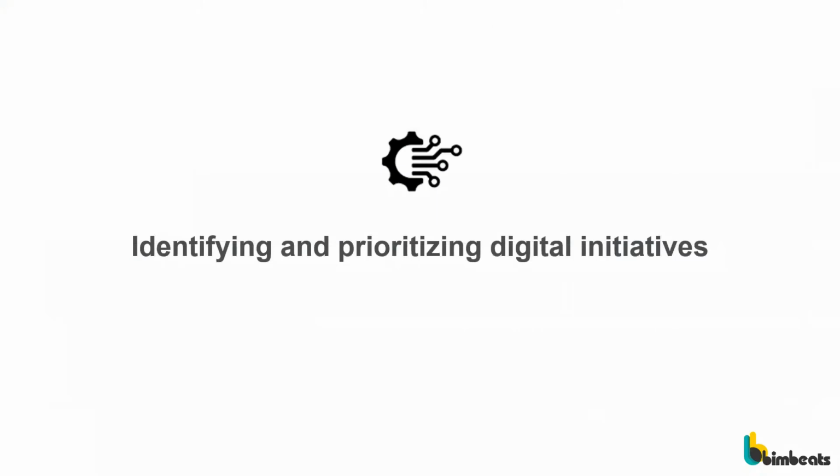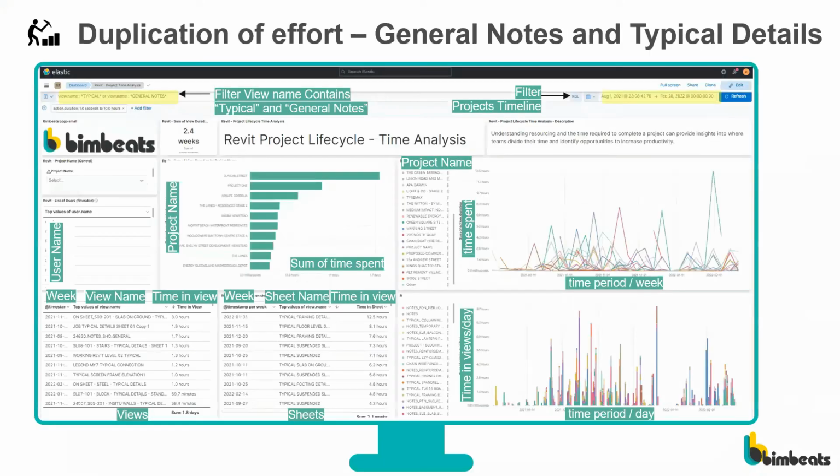So identifying and prioritizing digital initiatives. Now, again, this is a very, very busy dashboard, but it's a very simple way of understanding duplication of effort across all of your projects. So what we're looking at here is all of the views that are in all of the Revit models under any project name that can be drilled down to understand how much time is being spent in each of these views.